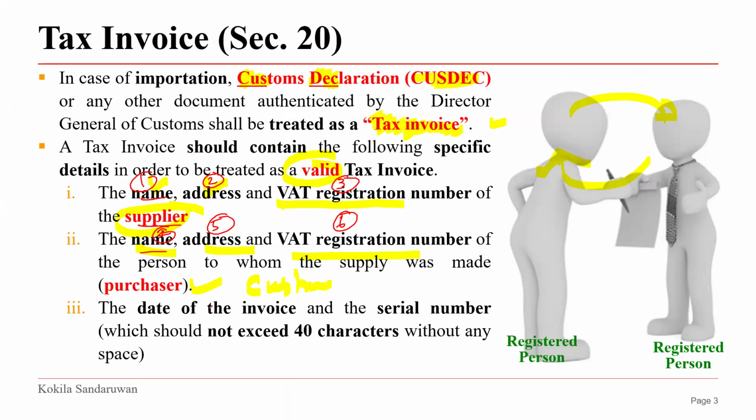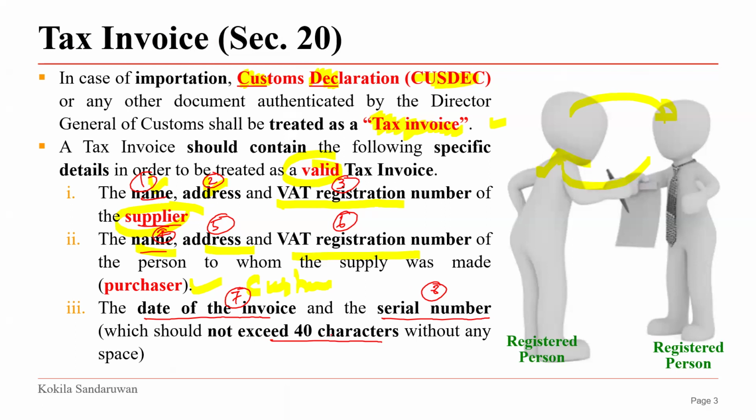And the date of invoice. Date of invoice is very important, as item 7, and the serial number. Invoice number is another very important item, right? And it should not exceed 40 characters, right? You can't go beyond 40 characters, letters, right?